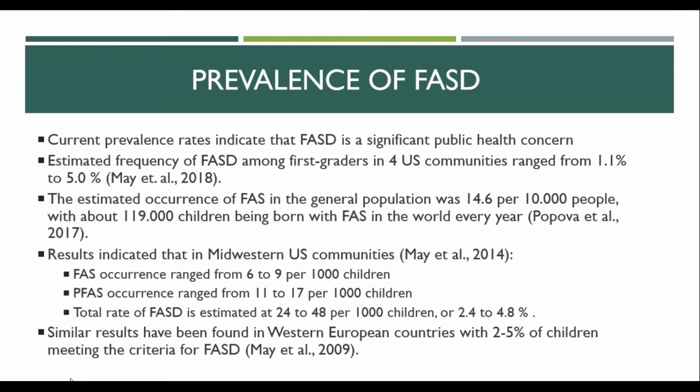And then it was also replicated across the world. So it's not just something in the US that we are seeing, but it is also around the world, and we have similar results. And then the latest, as you can see at the top of this slide, the recent research is from May et al. in 2018, and they looked at first graders in 4 US communities, and the ranges are also somewhere from 2 to 5%. And similar results have also been found in West European countries, and that's also around 2 to 5% of children meeting the criteria for FASD.